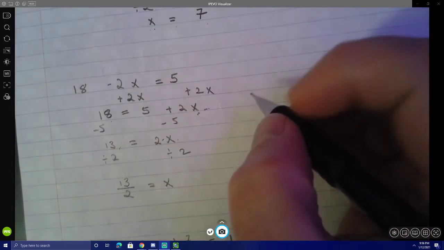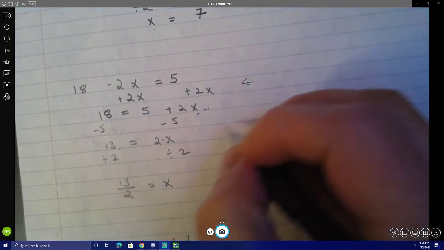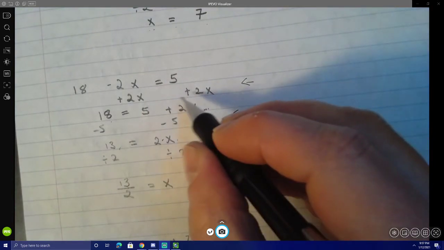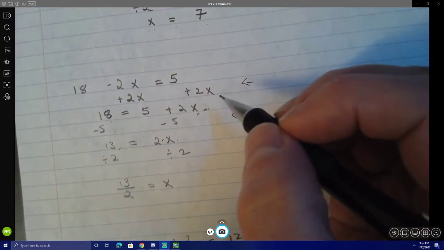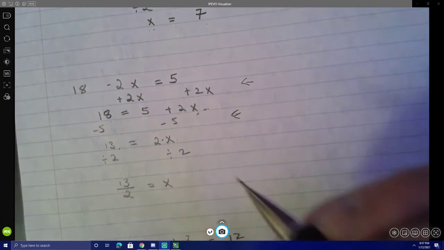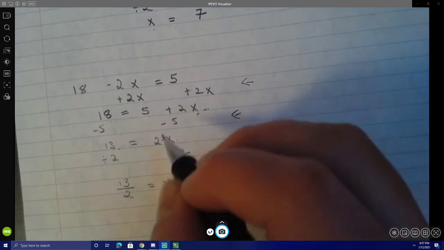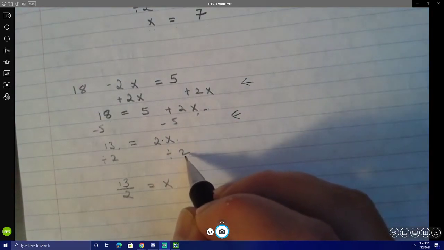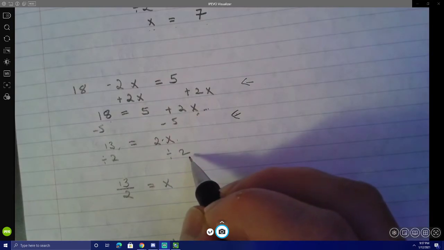So this one was actually a 3-step problem. I had this step to bring my 2x to the right side. The thinking behind that was I wanted to have a positive value in front of my variable to make my math easier down the line. The next one was to isolate my variable. And the last one was to get rid of the coefficient in front of my variable.